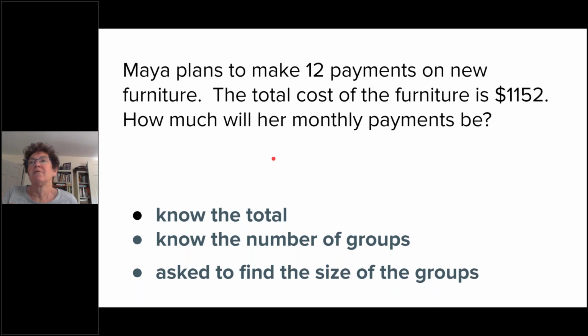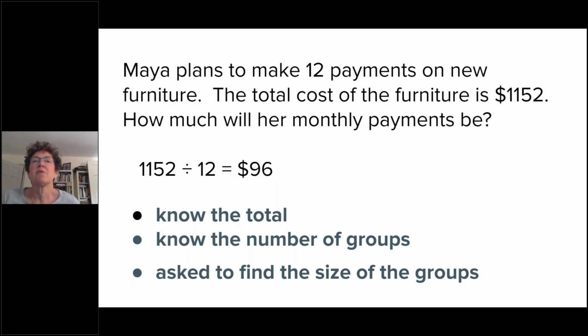So that would be a division problem. I'm taking $1,152 and I'm dividing it between 12 payments, 12 different baskets. And that will tell me how much my monthly payment, or Maya's monthly payments, are. So 1,152 divided by 12 equals $96. So her monthly payments will be $96.